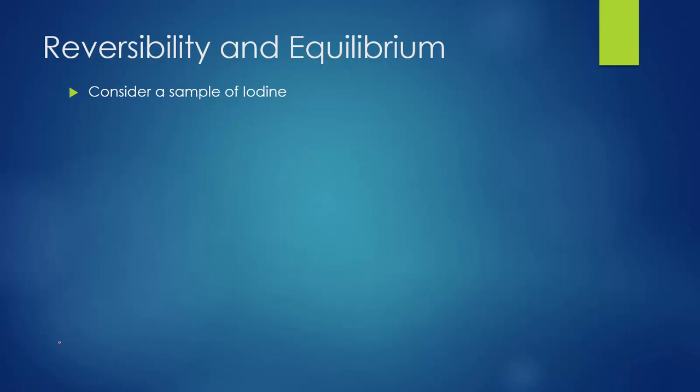So for instance, iodine is a solid at room temperature, but it sublimates at room temperature, which means it's a solid that changes directly into a gas. It skips the liquid phase. It can change from a gas directly back into a solid. That's called deposition. So the opposite of sublimation is deposition, and this can happen at room temperature.